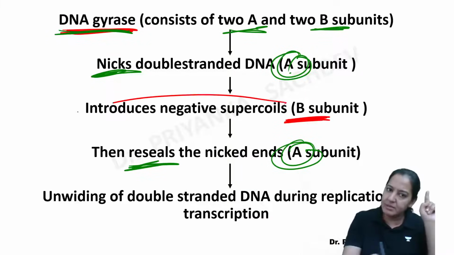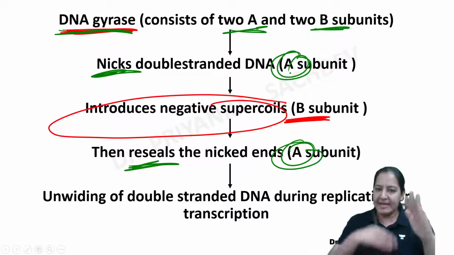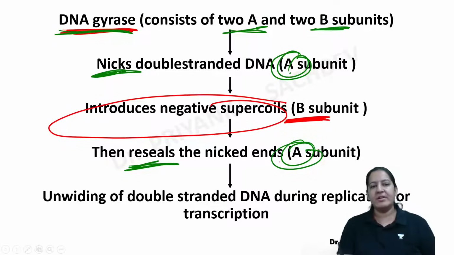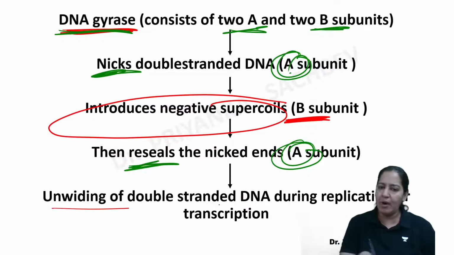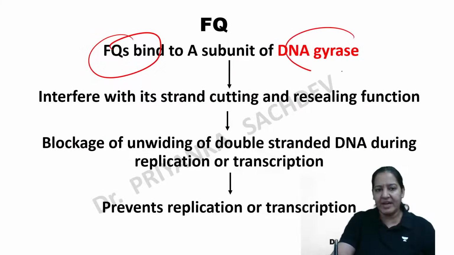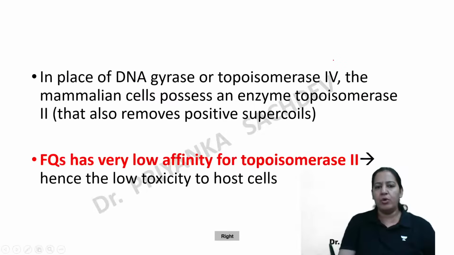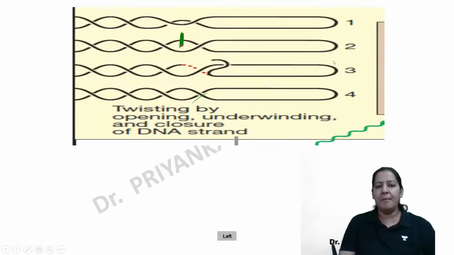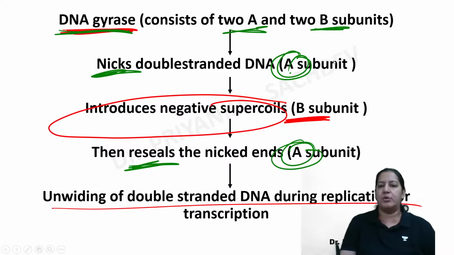Unit B is the main unit which is introducing negative supercoil. That is unwinding. So that is what normally happens, and this is how unwinding of the two strands occurs. Now fluoroquinolones bind to the DNA gyrase enzyme and inhibit the cutting and sealing unit.